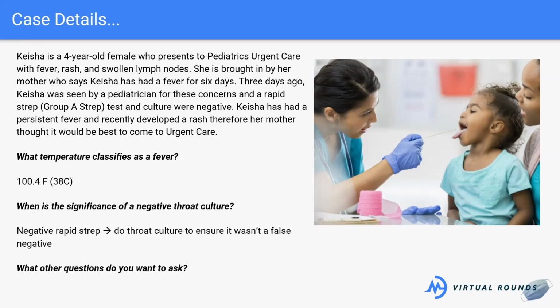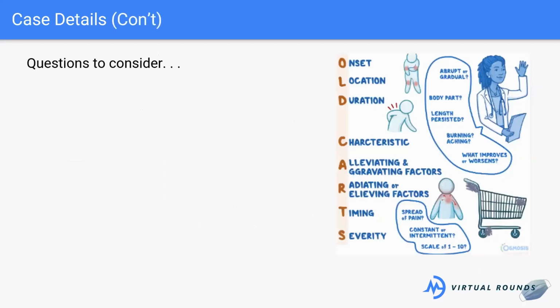All right. So what other questions do you want to ask Keisha and her mom? What are some other questions to consider about the history? And here's our depiction of the old cards, some of the things that we like to ask patients to get more details about what's been going on. So like when it started, if there's pain or anything like that, where it's located, how long, if things make it better or worse, timing, that sort of thing, severity.